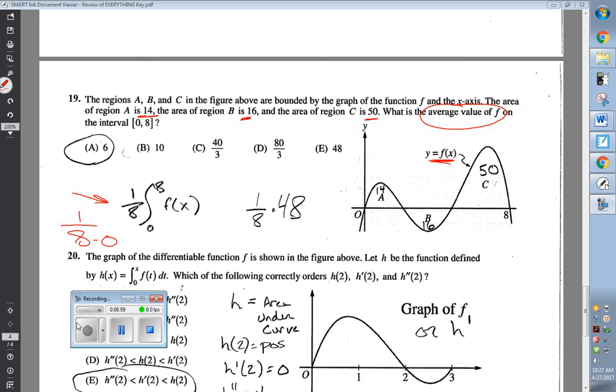If I want to do area here, I would take 14, and then what would I do? Subtract 16 because it's below, add 50 because it's above. That gets you 48. And they're trying to trap you into it. Letter E is 48, but you know you don't want 48. You want to divide that by 8. So 48 divided by 8 would get me 6.